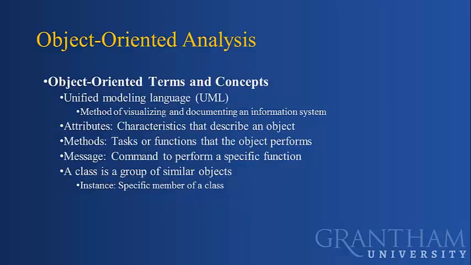Object-oriented analysis, object-oriented terms and concepts. Unified Modeling Language, UML, is a method of visualizing and documenting an information system. Attributes are characteristics that describe an object. Methods are tasks or functions that objects perform. A message is a command to perform a specific function. A class is a group of specific objects. An instance is a specific member of a class.